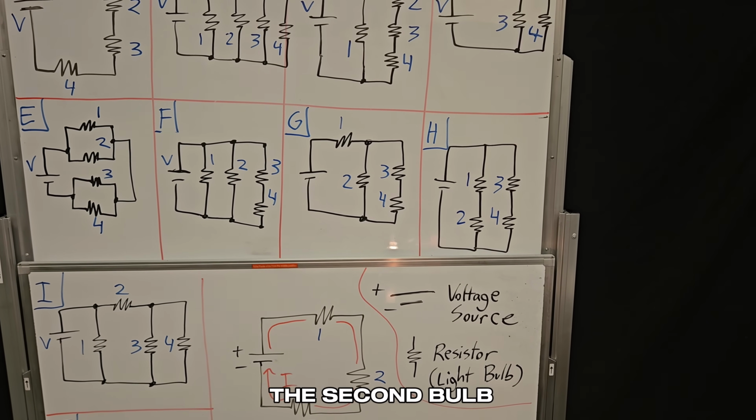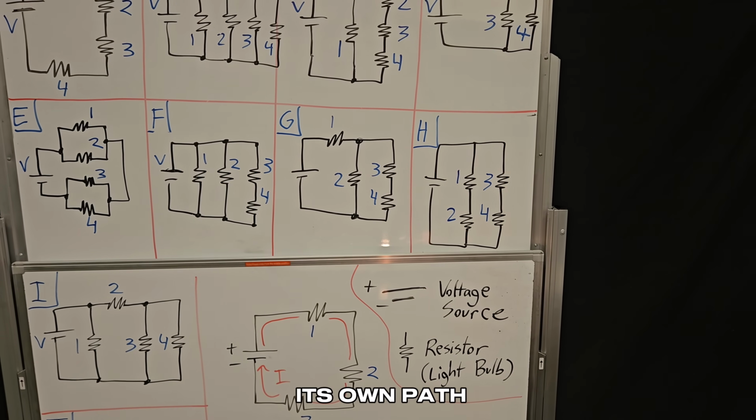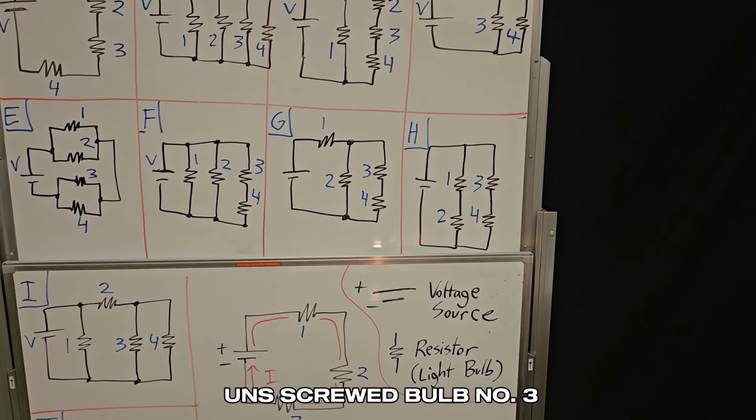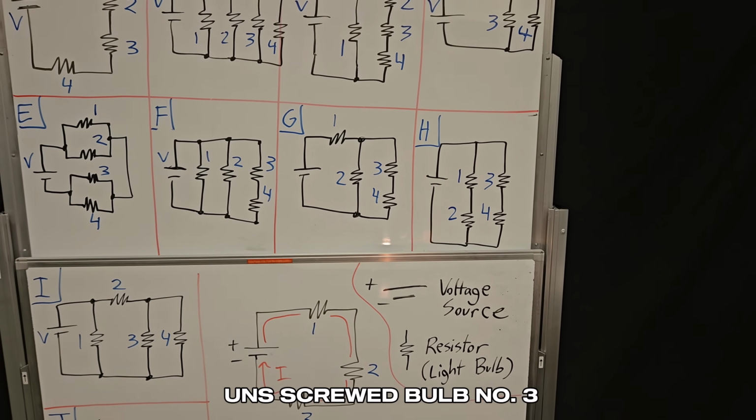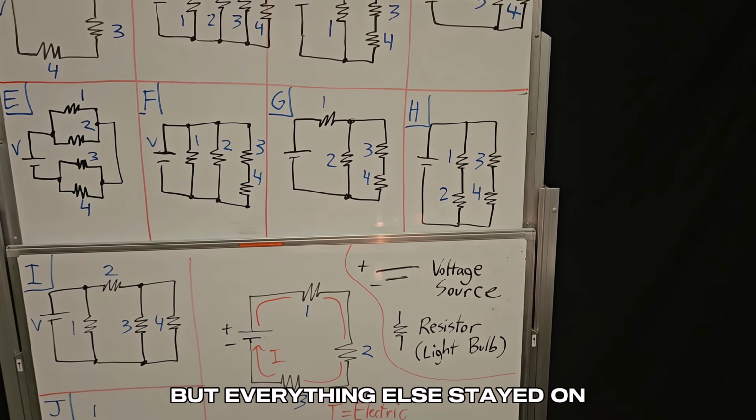And then we unscrewed the second bulb, bulb 2, and everything else stayed on because bulb 2 is on its own path. It does not affect the others. But then when we unscrewed bulb number 3, bulb 4 went out with it because they're on the same path, but everything else stayed on.